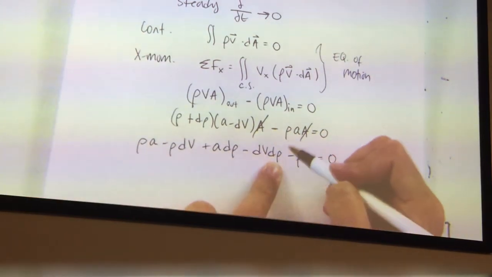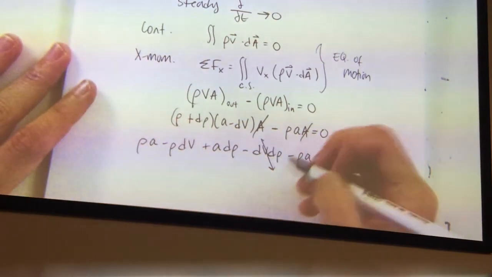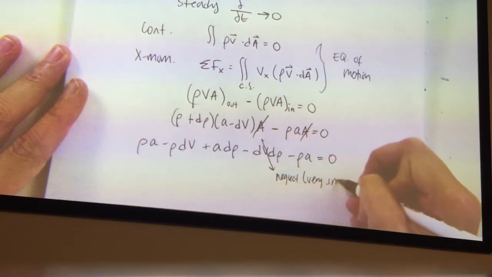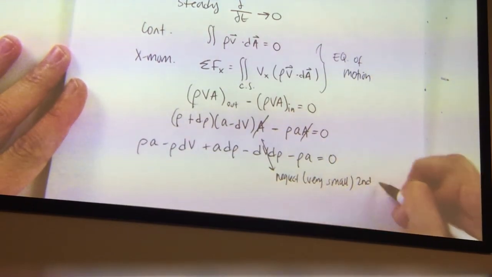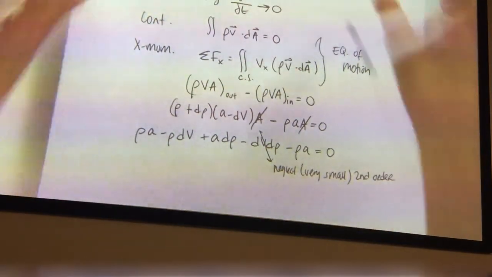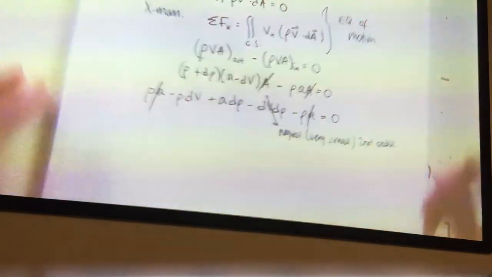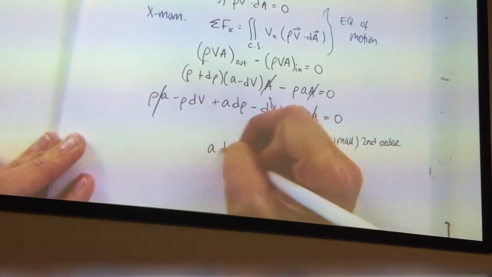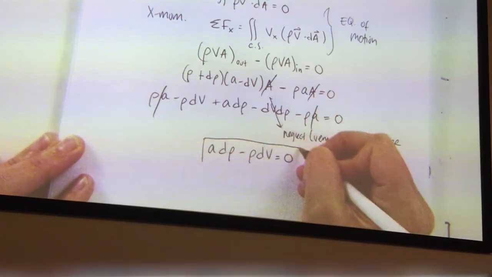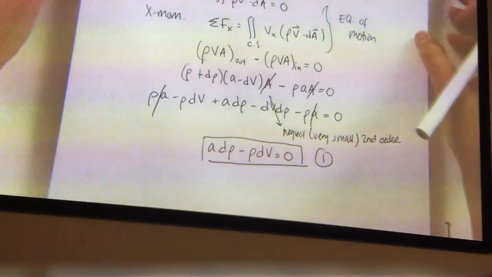Now this dB d rho is second order, so it's much smaller than everything else in here, and that is very small. That is because it's second order compared to everything else in the equation. So if we do that, the rho A terms cancel out, and we have our first equation in here: A d rho minus rho dB equals zero. So this is our first equation, and this is basically just conservation of mass for this problem.